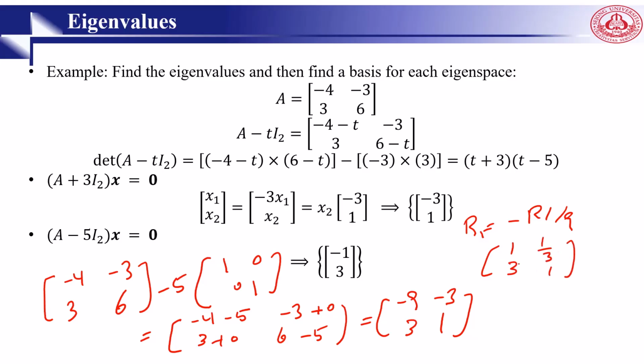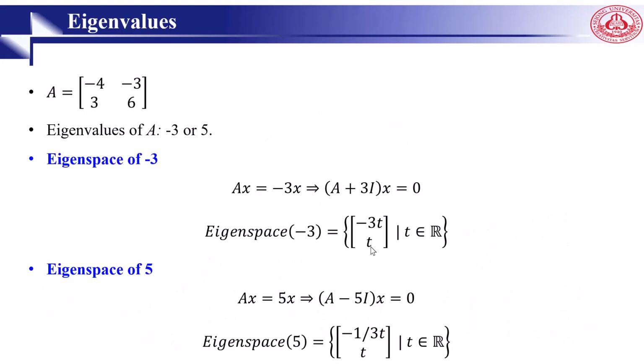Then we can make it 0 by multiplying this one by 3. For example, R2 minus 3 R1, we will have 1, 1/3 and 0, 0. So, like the previous one we did, we come to the general form of x2 multiplied by minus 1 by 3 and 1. This is what we found here. So next, we found that eigenvalues are minus 3 and 5. Now we want to find out the eigenspace.